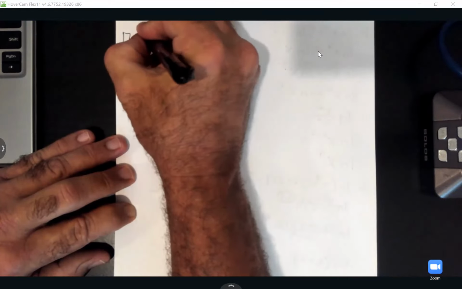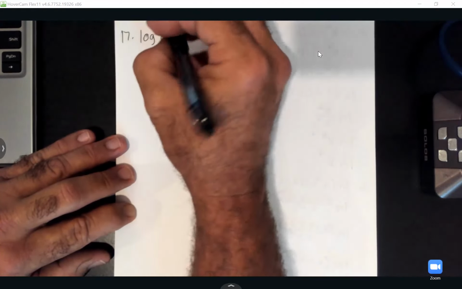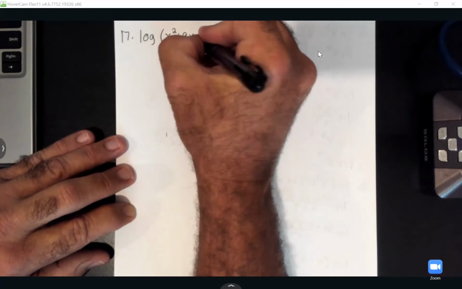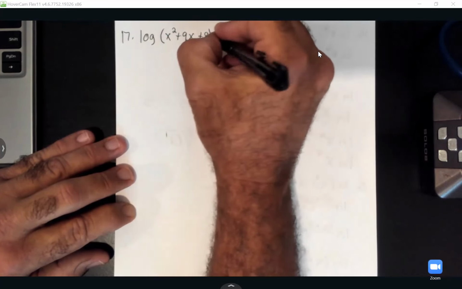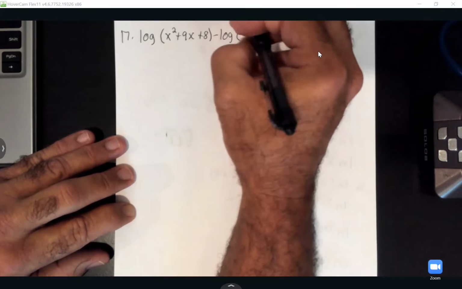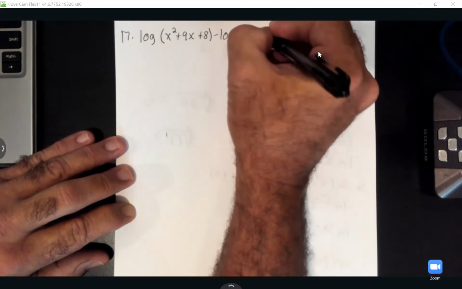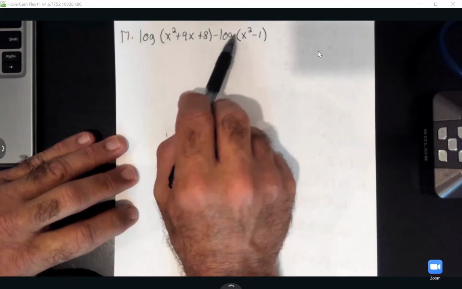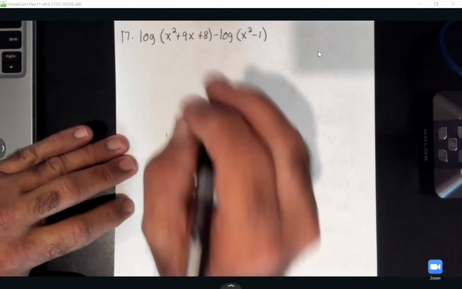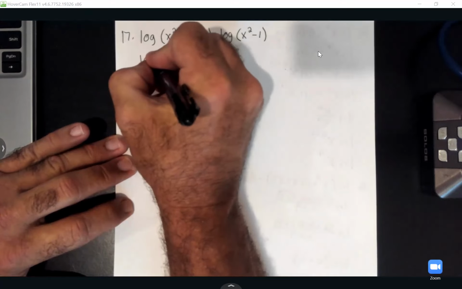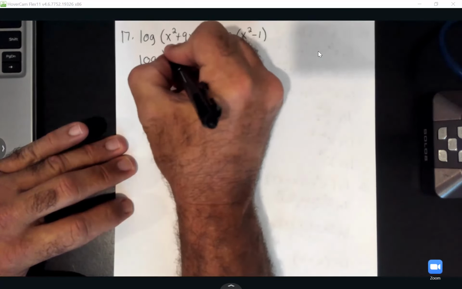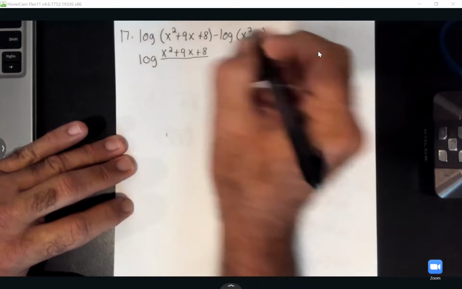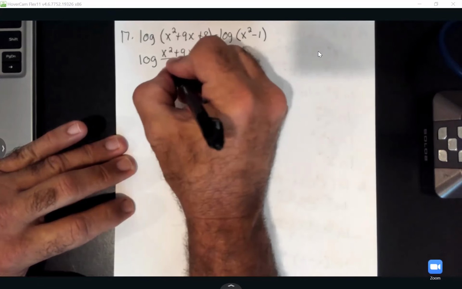All right, y'all. Same thing, but this one is a log of x squared plus 9x plus 8 minus a log of x squared minus 1. So once again, nothing I can do in the parentheses. So it's being subtracted, so we're going to write it like a fraction again. So bring out that log. The top will be the x squared plus 9x plus 8. The bottom will be the x squared minus 1.